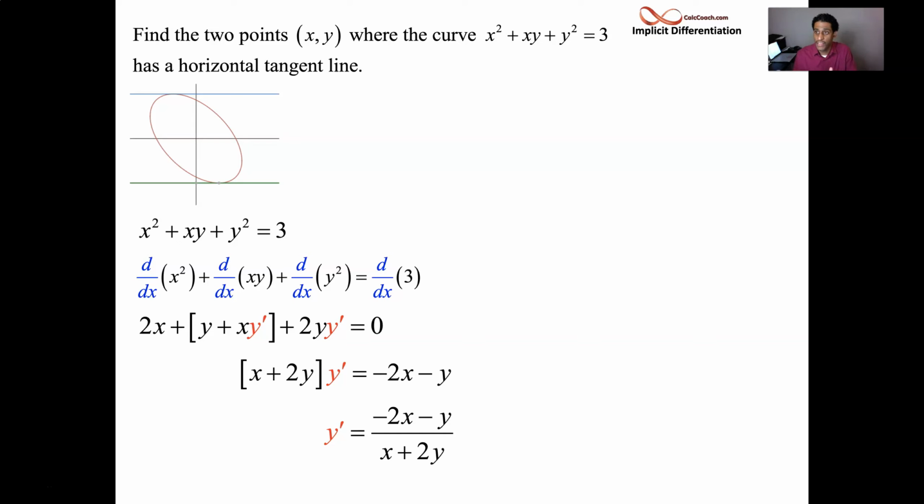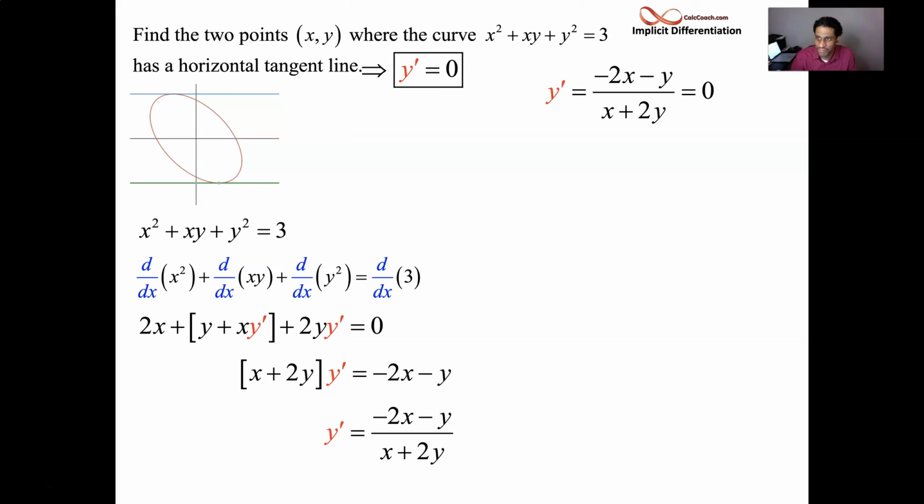We're interested in the 2 points that have horizontal tangent. What does that mean, horizontal tangent line? So the horizontal line, first off, has what kind of slope? 0 slope. Okay, tangent has what kind of slope? The derivative. So therefore the derivative must be 0. All right, great. You have the derivative in hand. Set it equal to 0.